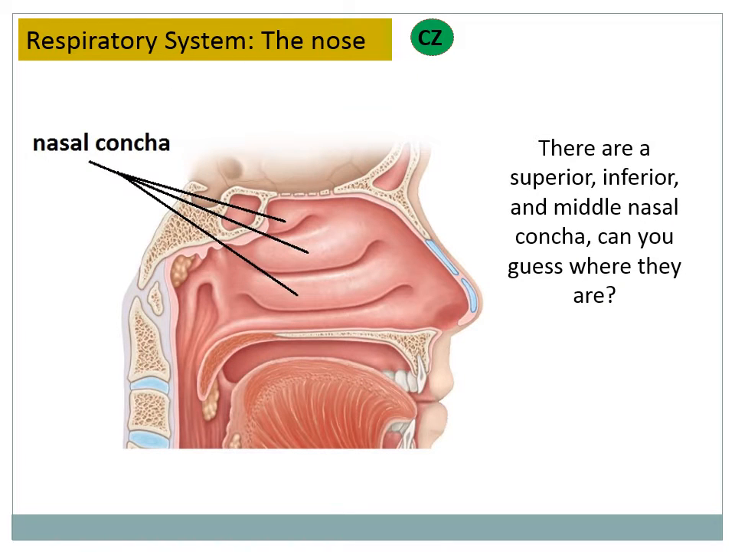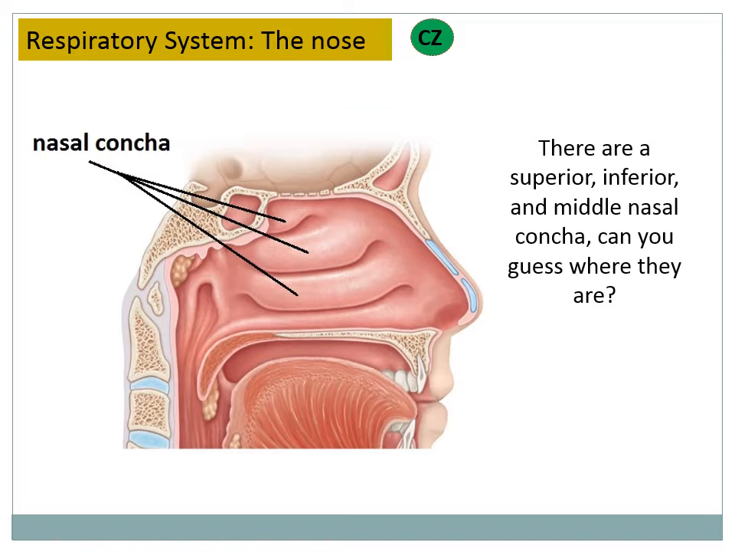So first we're going to take a look at the nose. That is the most superficial structure, not superficial, the most superior, there we go. The most superior structure of your respiratory system is going to be the nose. Notice here that we have the nasal concha labeled, so that's where we're at right here. We do have a superior, an inferior, and a middle nasal concha. Can you guess where they are?